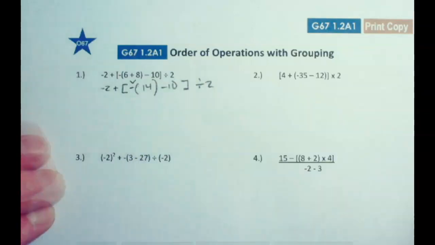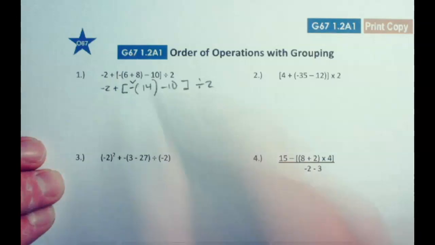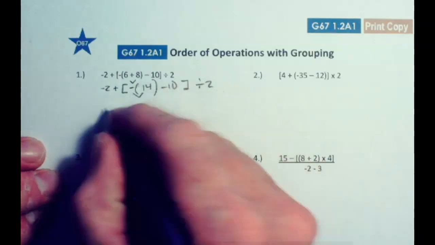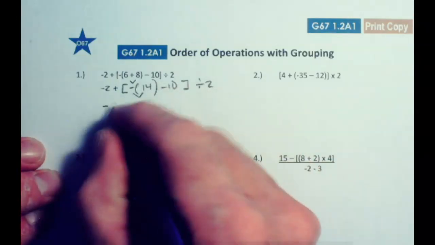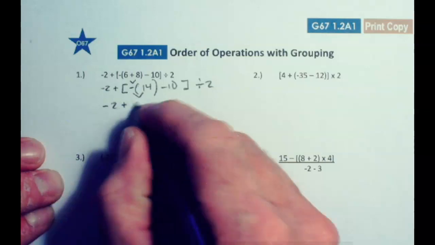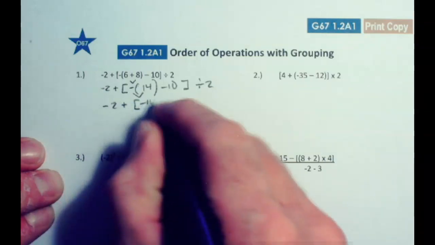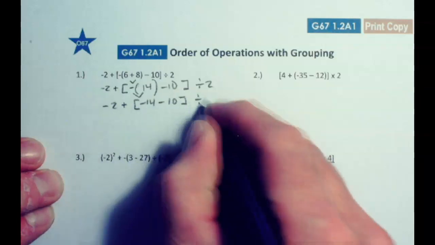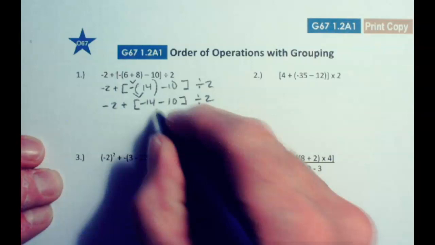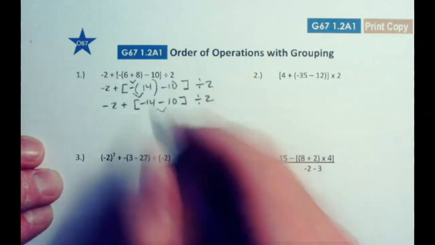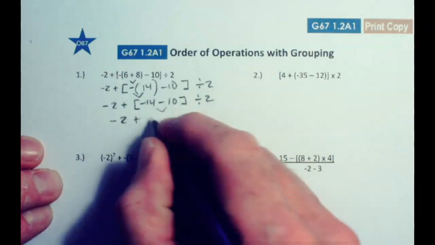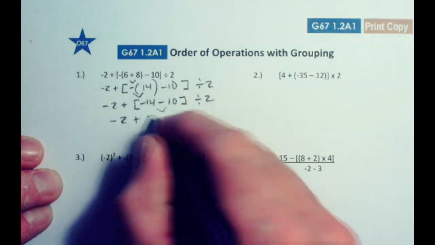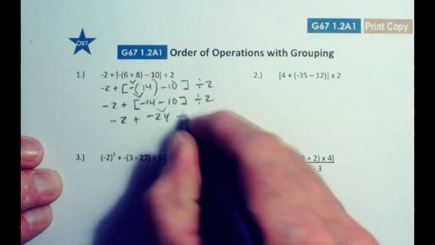Alright, so the next step, inside the brackets I have to multiply. So now I've got negative 2 plus, and now inside I've got a negative 14 minus 10, and then that's divided by 2. Okay, I'm still inside the brackets. I can do that next. So now I've got negative 2 plus negative 24 divided by 2.